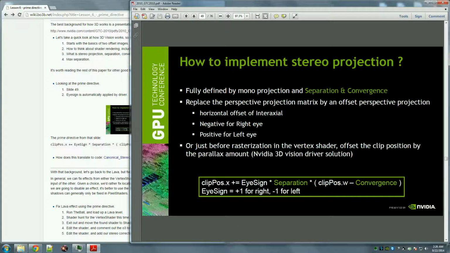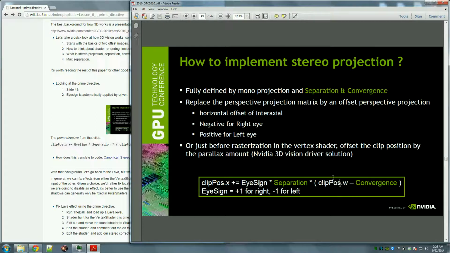The I sign is decided as +1 for right, -1 for left, just like we saw earlier, where it's incrementing or decrementing that value. So it adds in this chunk of the formula here to decide whether it's going to move the image to the left or to the right. So that's it. That's the prime directive. The basic principle is that we're taking into account separation and convergence as part of the mechanism, and we use the W parameter, which is the inverse of the Z.